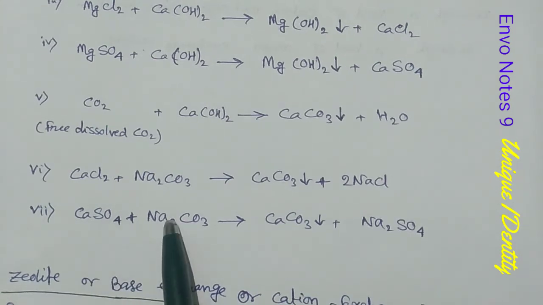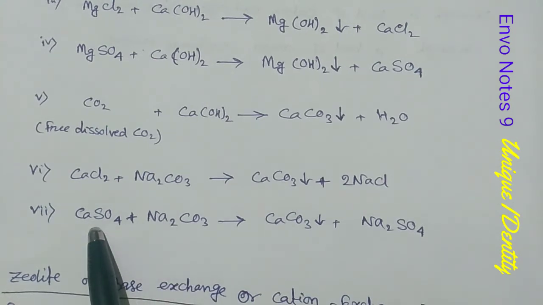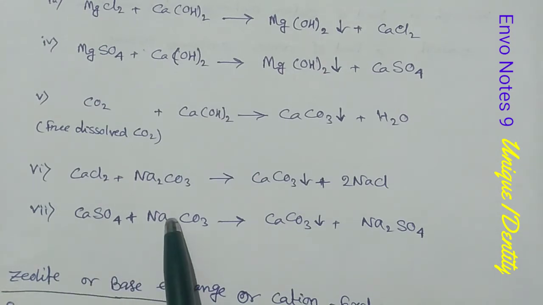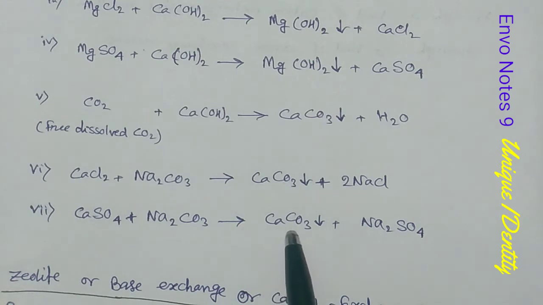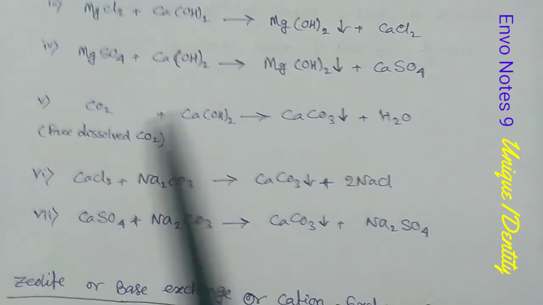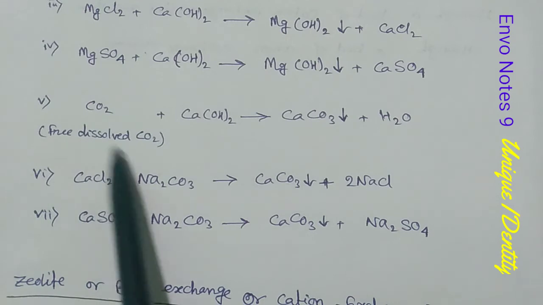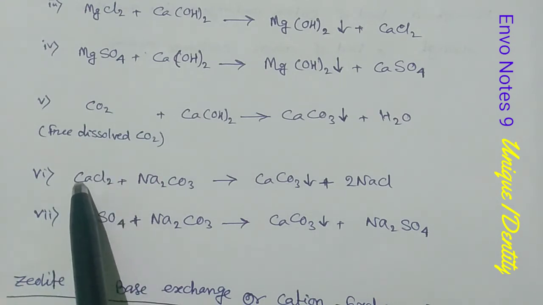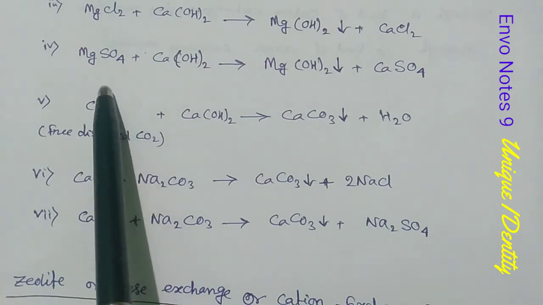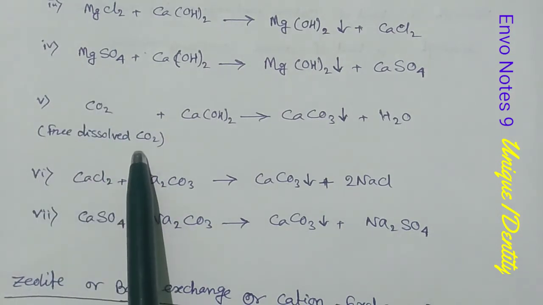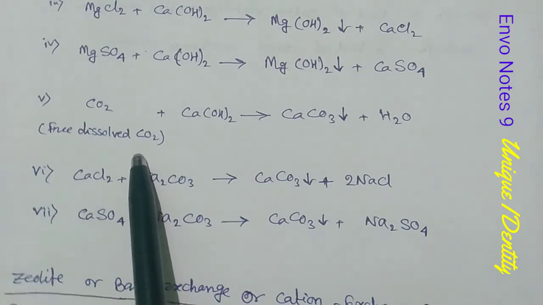Calcium sulfate plus soda ash, that means non-carbonate hardness of calcium plus Na2CO3, gives the precipitation of calcium carbonate plus Na2SO4. So from the above reactions, it can be easily seen that lime helps in removing the entire carbonate hardness caused by calcium and magnesium as well as non-carbonate hardness caused by calcium and magnesium. So this is the main reaction for the lime soda process.